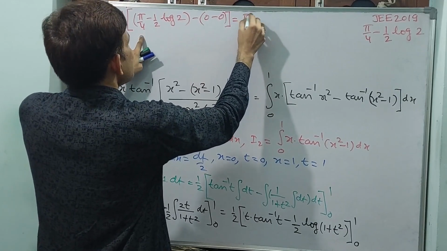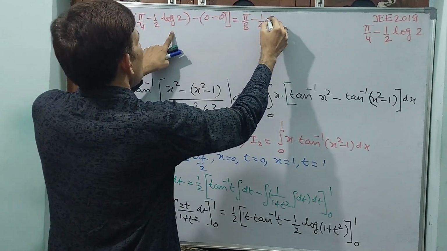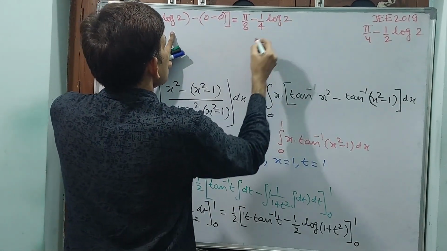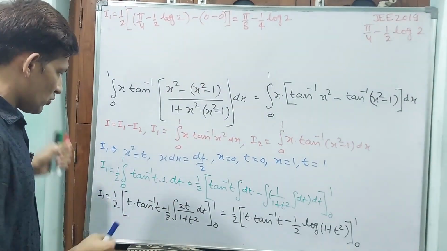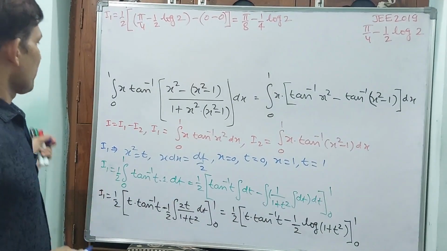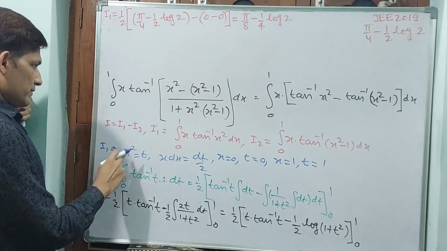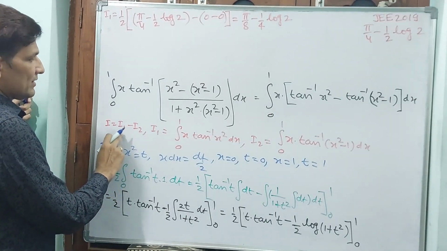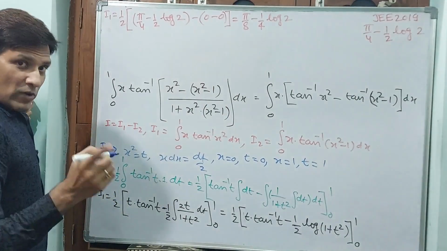Okay, close. That means finally, how much is the I1 value going to come? 5 by 8 minus 1 by 4 log 2. Okay, this value is I1. Now go for I2. I2 also, the same thing we can repeat. See how I am repeating. But I1 minus I2 you have to do. I1 minus I2, don't forget. This I am not going to remove. This I may remove.